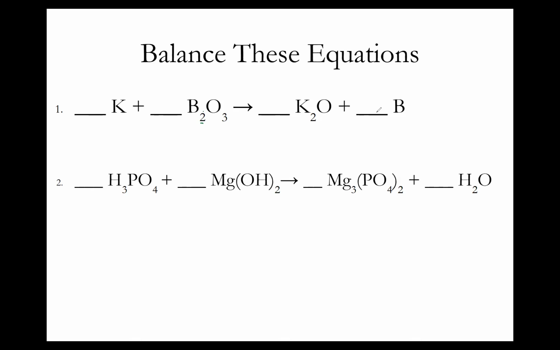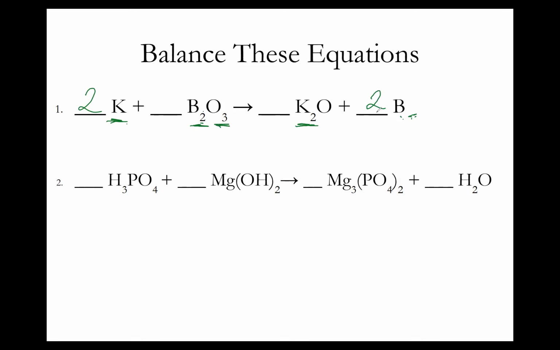So if I look at this, I have 1 potassium on the reactant side and 2 on the product side. What do I place in front of this potassium to give me 2? What times 1 gives me 2? Yeah, 2. So now my potassiums are balanced. Here I have 2 borons on the reactant side. On the product side, I just have 1. What do I need to place in front of boron so that it's balanced? What times 1 gives me 2? That's also a 2.